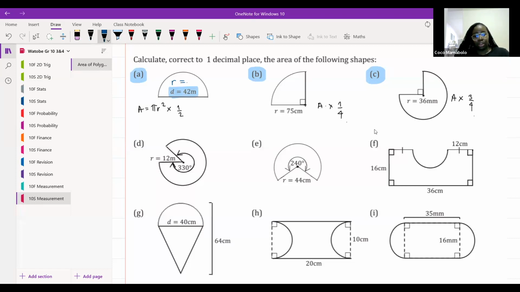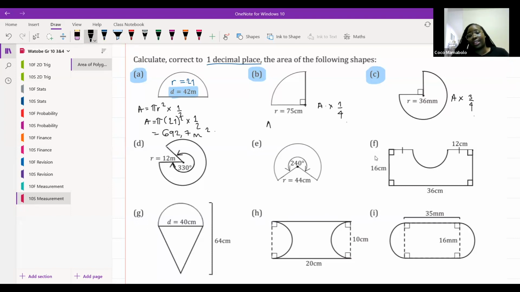Correct. Good. So I'm just going to say that my area is equal to pi times my radius, which is 21, all squared, times a half. I should get 692.7 meters squared. Not more than one decimal, guys, because the instructions do say correct for one decimal place. So you must give them one decimal place as well.